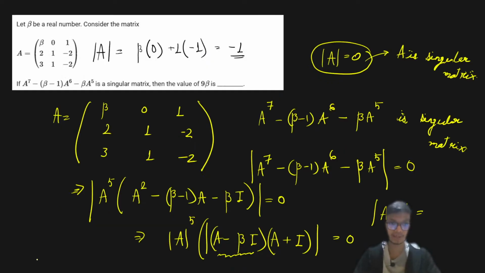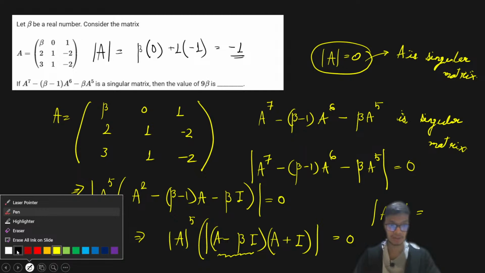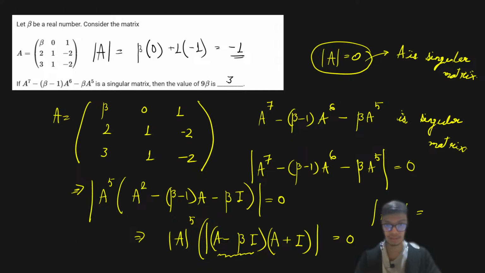Ultimately we have to find the value of 9 times β, which is equal to 3. So that is the numerical answer that we're going to have over here. I hope this solution is clear to all of you.